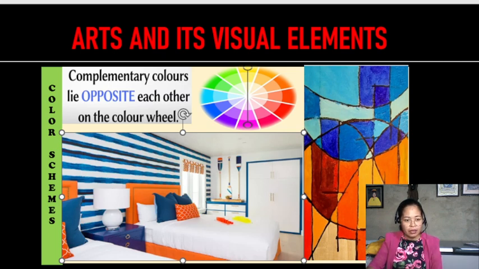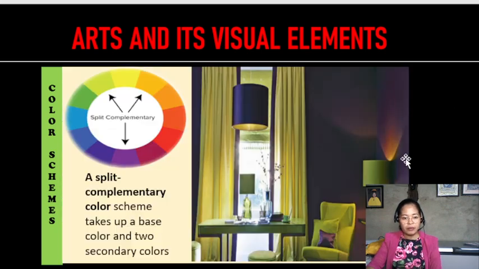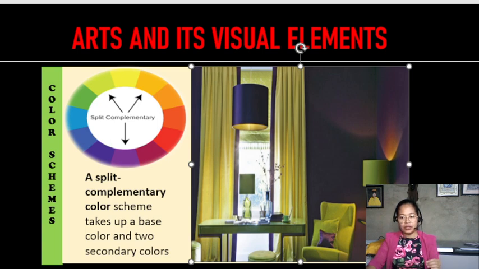complementary. Okay, now we go to the split. This one, split complementary color scheme takes up a base color and two secondary colors. Please observe our example here. Okay, so the split complementary color is a color scheme that is created by selecting one color from the color wheel, like this one, violet. Okay, and then using one color from either side of its complementary color. Okay, like this room. The violet room is accentuated with the help of the green.